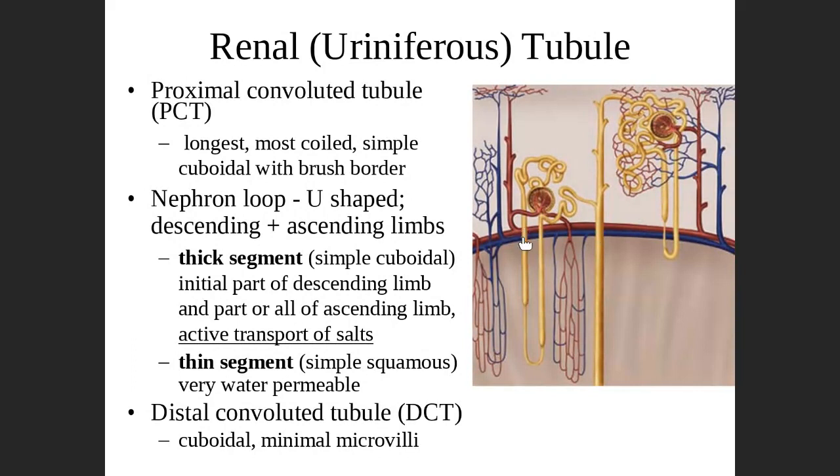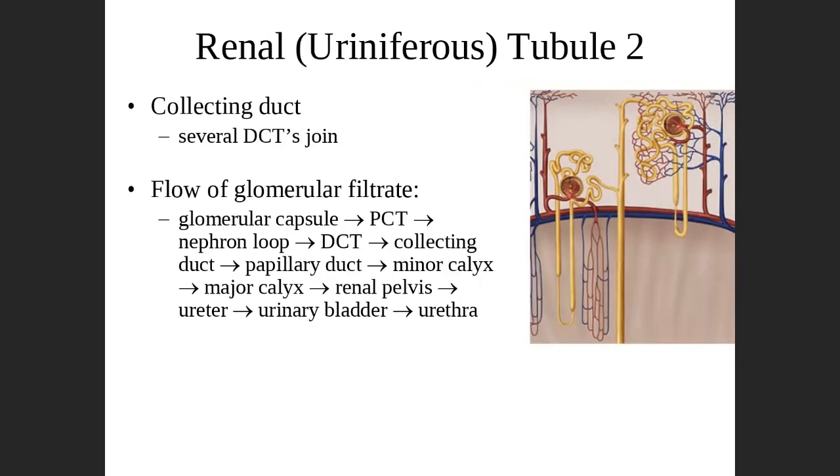How is the loop of Henle able to maintain the salinity gradient? It's through this mechanism known as the countercurrent multiplier. All right. So for filtrate flow, make sure you know them from the capsule, proximal convoluted tubule, nephron loop or loop of Henle, distal convoluted tubule, collecting duct. This is where urine starts to form: papillary duct, minor calyx, major calyx, renal pelvis, ureter, urinary bladder, where it's stored, and then urethra.